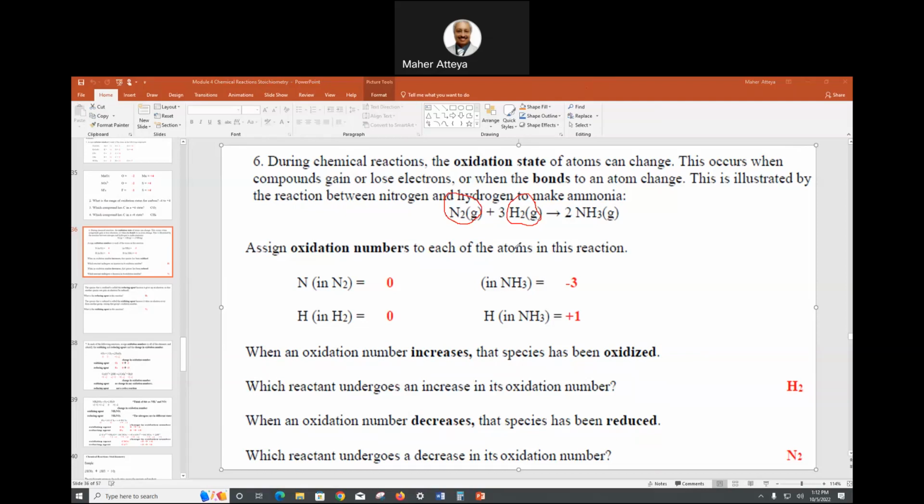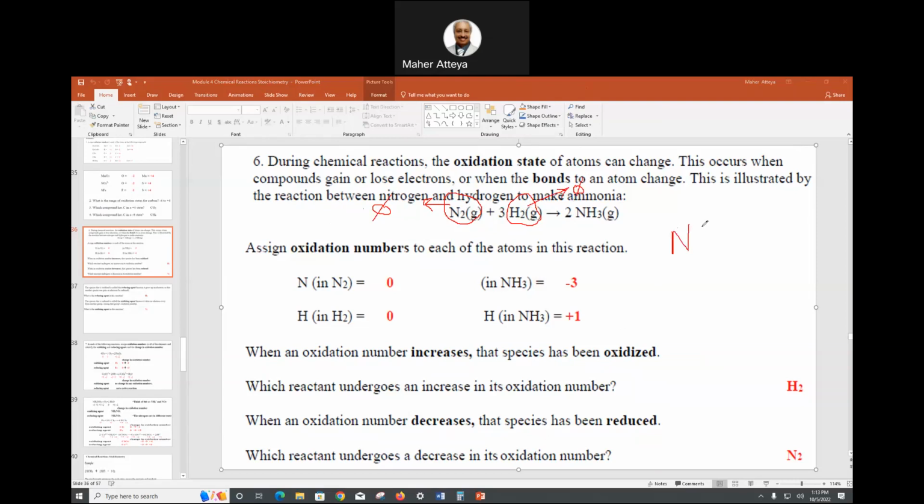Since I have this neutral, the oxidation number of this nitrogen is neutral, correct? So the rule says it is 0. It's the oxidation number, the charge. There is no charge on nitrogen, so 0. Hydrogen here, neutral. I see a charge on it? No, there is no charge. So this is 0. It's a molecule, 0.